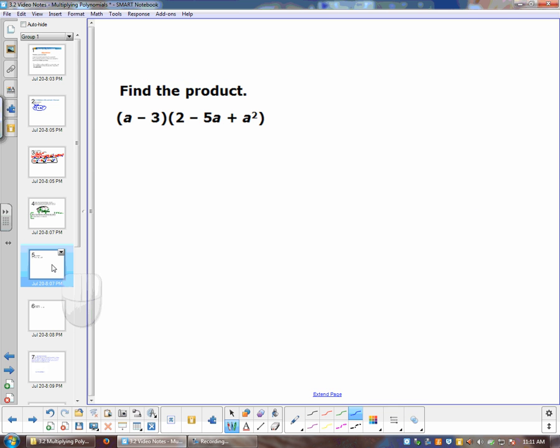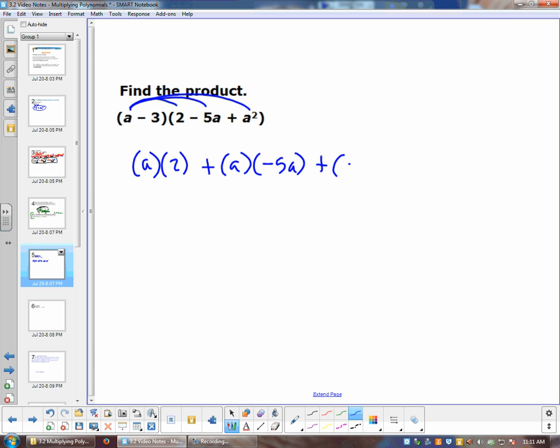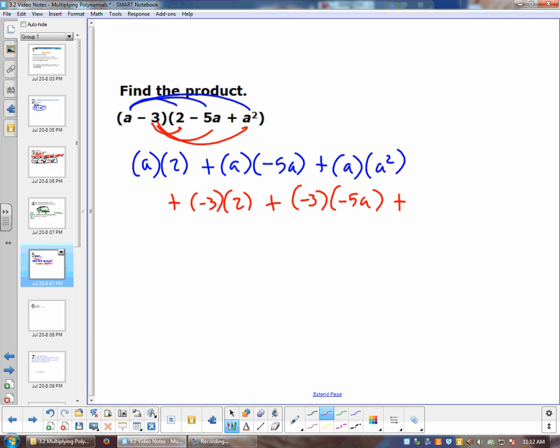We're going to find the product. We're going to take the a and we're going to multiply it by all three of these. So that's going to be a times 2 plus a times a negative 5a plus a times a squared. And then we're going to want to also do negative 3 times 2 plus a negative 3 times a negative 5a plus negative 3 times a squared.